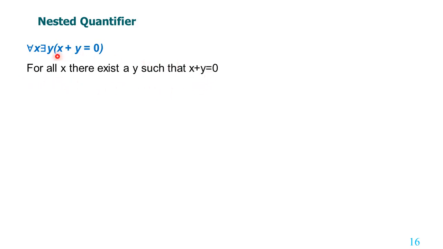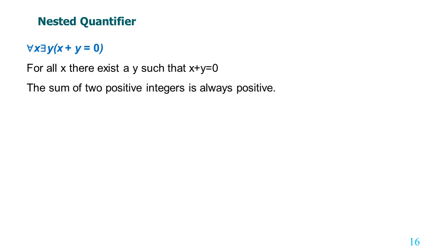If there is more than one variable, we use nested quantifiers. That means we use a group of quantifiers for different variables. For example, the sum of two positive integers is always positive. We can write it as follows: for all x and for all y, such that x is greater than 0 and y is greater than 0, it implies that x plus y is greater than 0. If the two numbers are positive, definitely the sum will be positive.